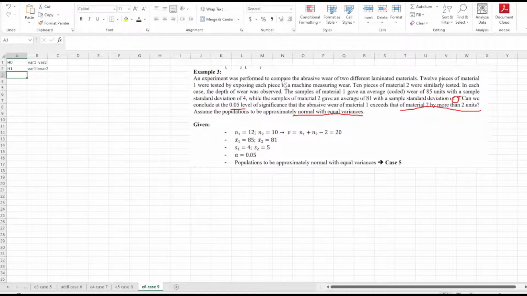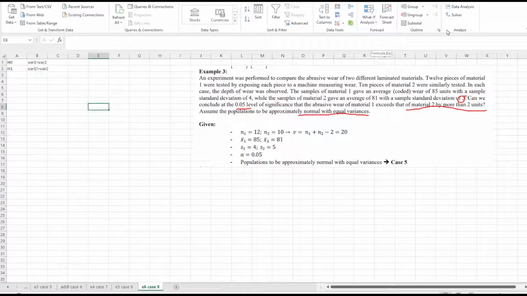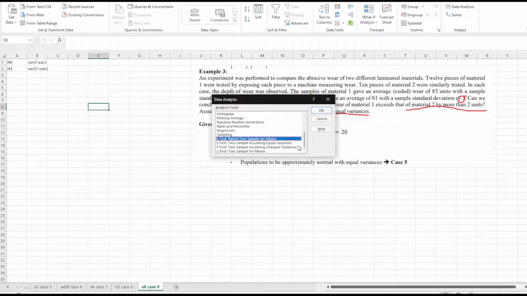Okay? So, dito, let's establish na si material 1 is the material which has 12 samples, as material 2 here is the one with 10 samples. Okay? So, same naman dito ang notation. No? N1 equals 12, N2 equals 10. Okay? Tapos, X bar 1 is 85, X bar 2 is 81.